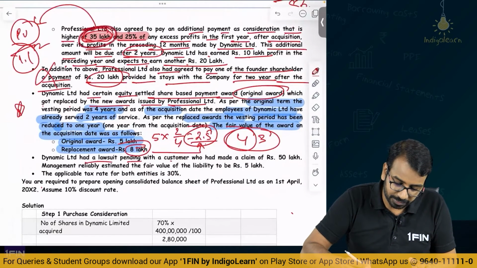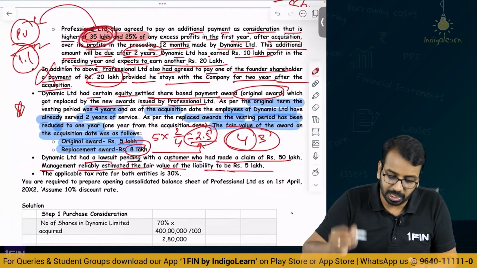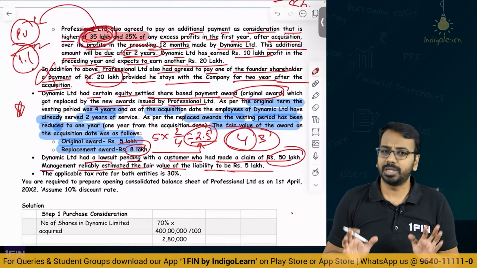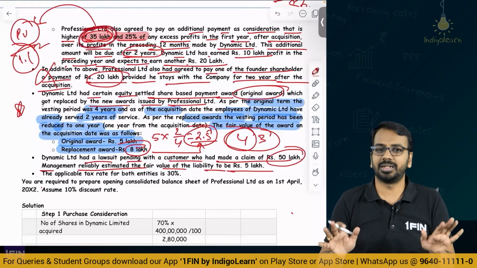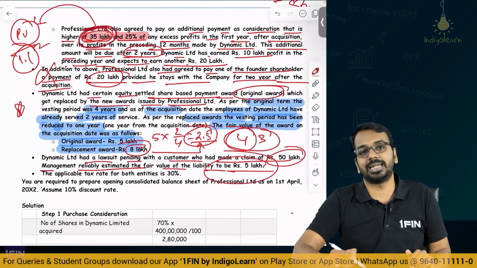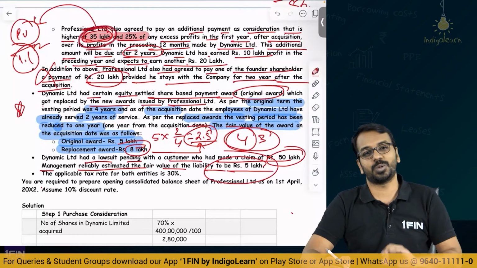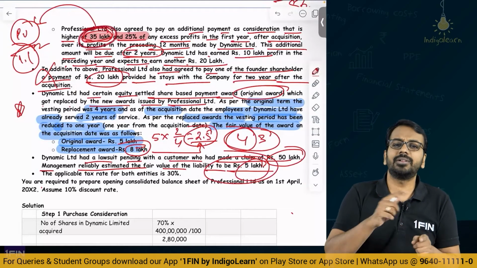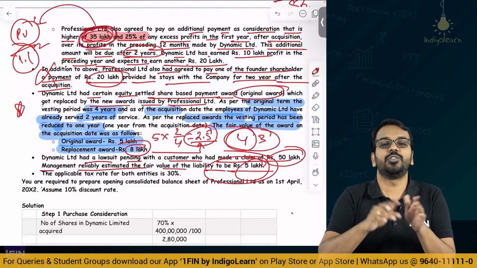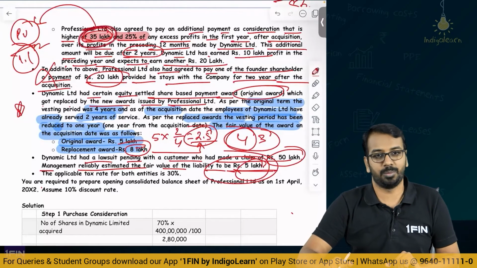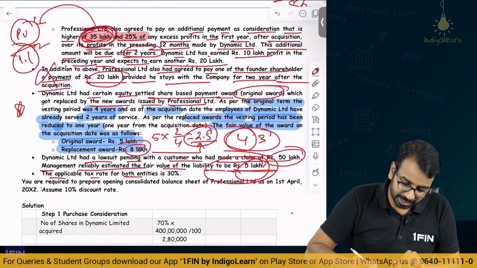Dynamic Limited had a lawsuit pending with a customer who had made a claim of 50 lakhs. Management reliably estimated the fair value of the liability to be 5 lakhs. Now we know that if there is a contingent liability as per Ind AS 37, do we recognize? We do not recognize. As per Ind AS 37, we will not recognize any contingent liability, correct? But the fair value of the contingent liability will be recognized as per Ind AS 103. So this 5 lakhs will be recognized. We are creating a liability. But do we have a liability for tax purposes? We do not. So the difference between 5 and 0 will also have a deferred tax implication, right? The applicable tax rate is 30%.